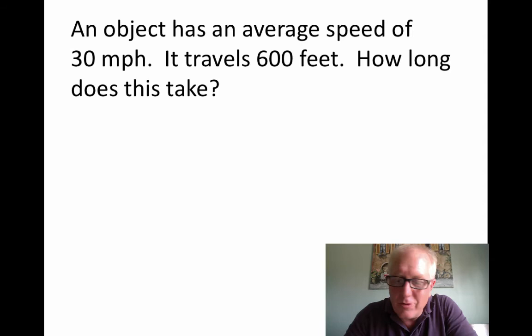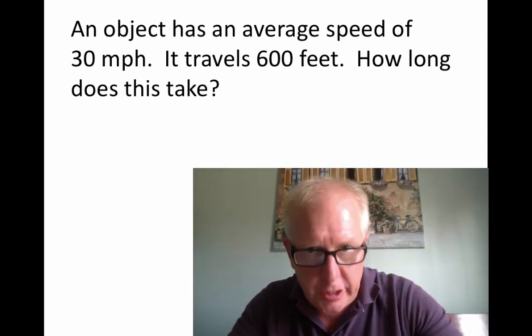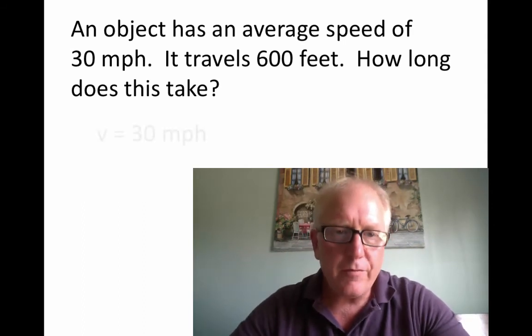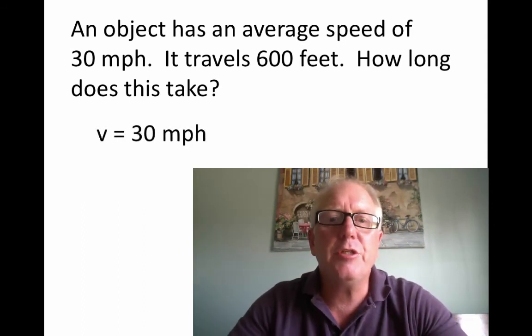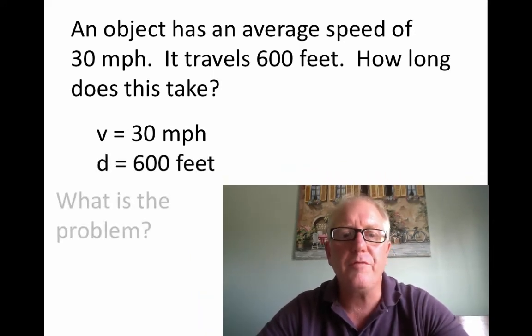Okay, well, welcome back. I hope you gave it a shot. This one had a wrinkle to it. Did you see the wrinkle? Did you find the wrinkle? Well, let's start with our first step. First step is identifying the information. The speed is 30 miles per hour, and the distance is 600 feet.